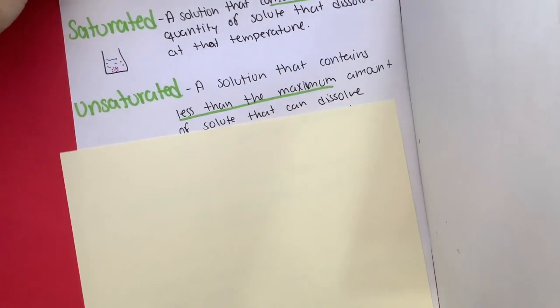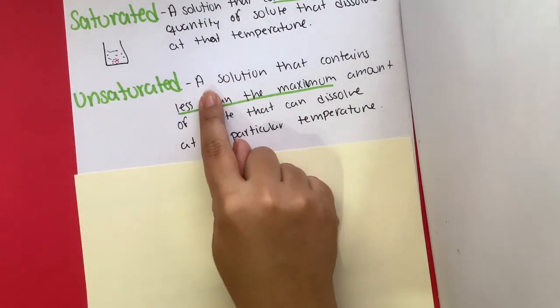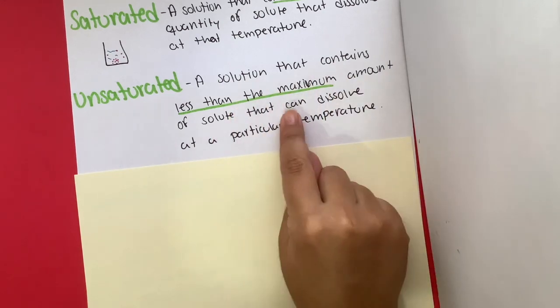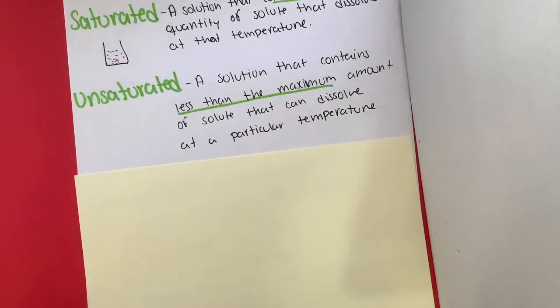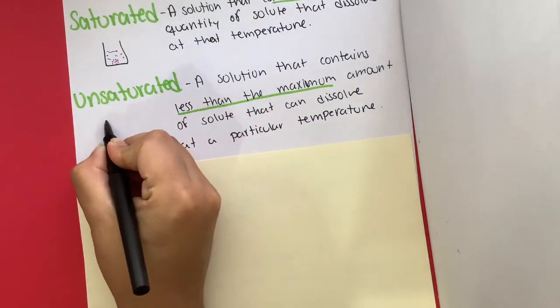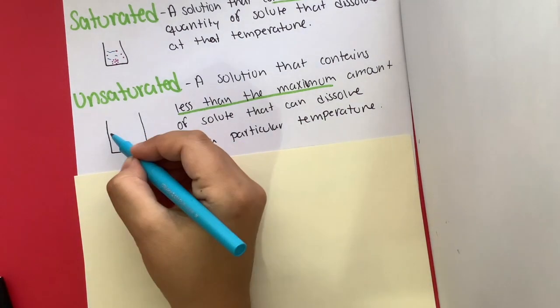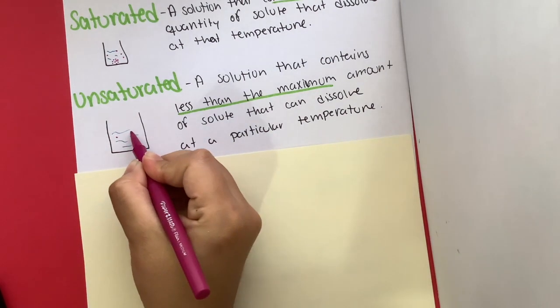The next solution we're going to talk about is called an unsaturated solution. So here, this is a solution that contains less than the maximum amount of solute that can dissolve at a particular temperature. So an unsaturated solution, what that means is that it's going to be a solution that still has a capability of dissolving more solute. So visually, if we have a container, I make this container bigger, and it's full of solvent, okay, it's gonna have some solute dissolved in there.